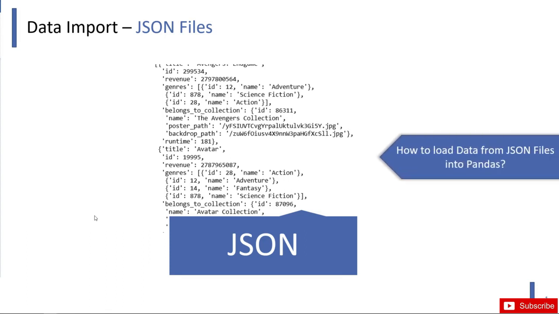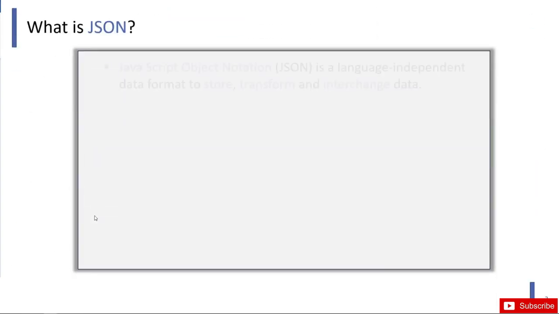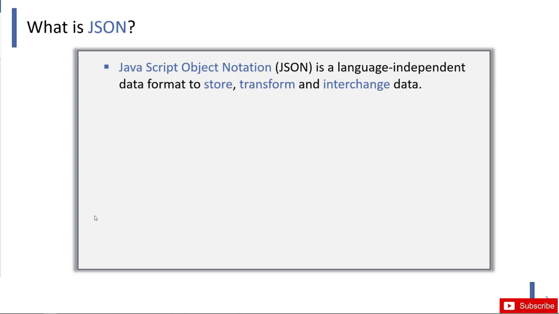However, we should definitely understand the basics of the JSON format. So JSON stands for JavaScript Object Notation and is a language-independent data format to store, transform, and interchange data. So more or less all popular programming languages know how to handle JSON data, and therefore we can interchange the data between these languages. And actually JSON is the standard format to transfer data through web APIs, so to actually get data from the web.